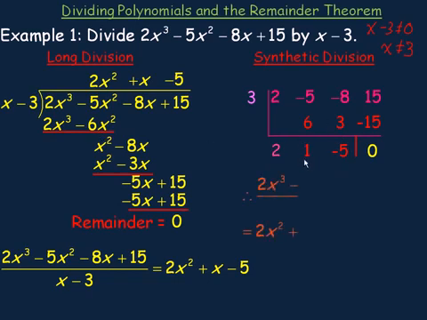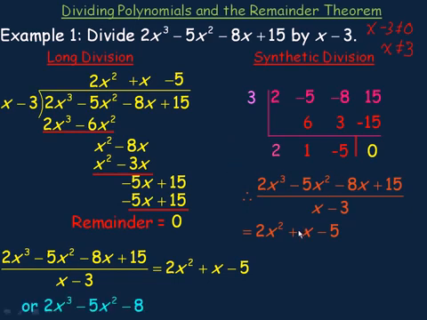And so I would write my division statement the same way. 2x cubed minus 5x squared minus 8x plus 15 divided by x minus 3 equals 2x squared plus 1x minus 5. After the remainder, these go in order. The constant, the coefficient of x, or whatever your variable is, the coefficient of the x squared, the x cubed, the x to the fourth, there's more, etc.